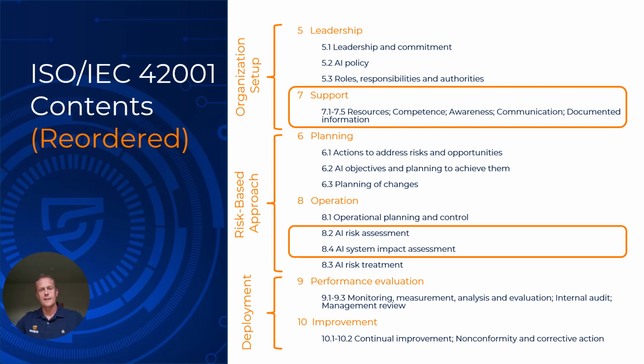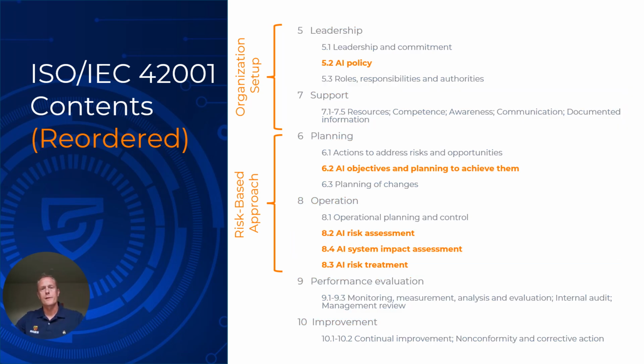And then I grouped 6 and 8 together. This is our risk-based approach. And then you'll see I did a small switch. I brought the AI risk assessment up with the AI system impact assessment, and I'll talk about that in a little bit. And then the last portion is the actual deployment. So evaluating and monitoring our AI that's being deployed, and then having a continual improvement process. Where I'm going to focus in this episode is on the AI policy and AI objectives, because those lead into performing our risk assessment and then our system impact assessment, which then lead into determining what our AI risk treatment plan will be.